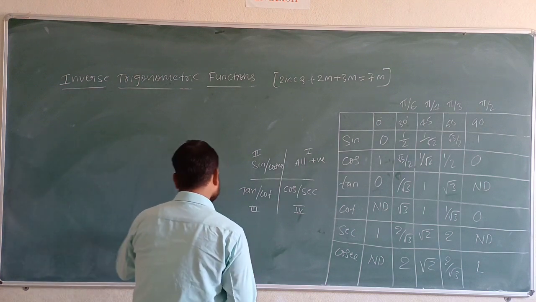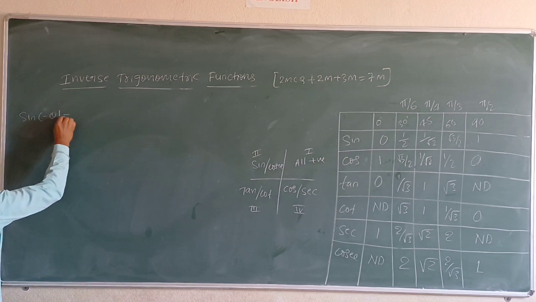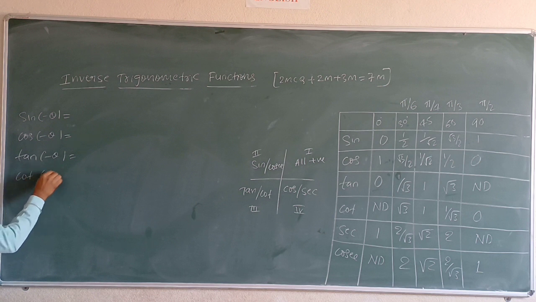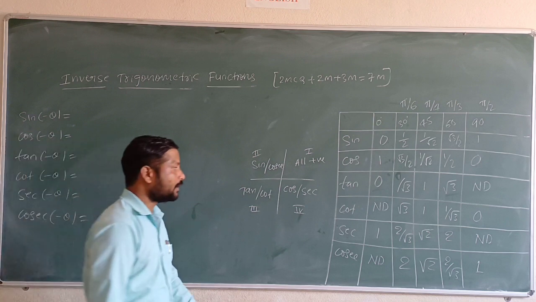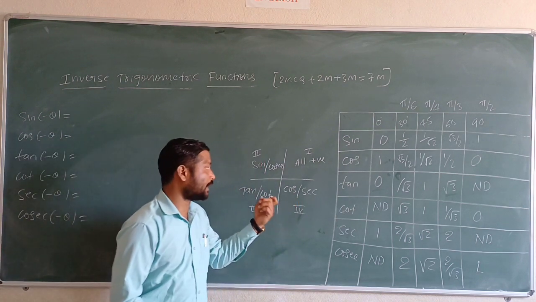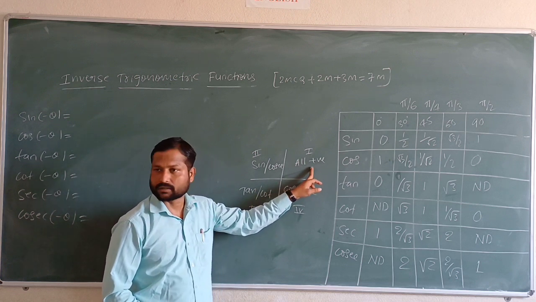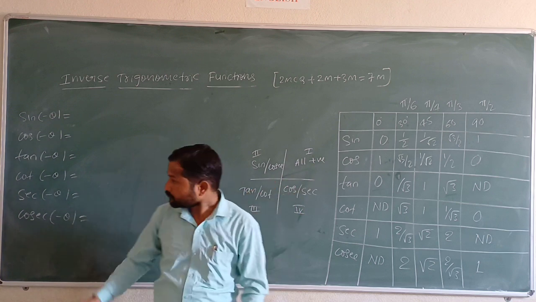Take up negative angles: sine of minus theta, next cos of minus theta, tan of minus theta, cot of minus theta, secant of minus theta, cosecant of minus theta. These are the negative angles. Now tell me, positive angle 30 degree lies in which quadrant? First quadrant. Minus 30 degree lies in which quadrant? Fourth quadrant.